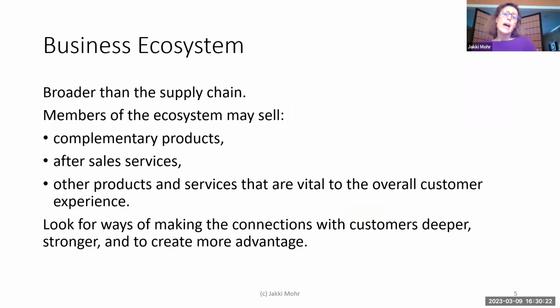Business has used that biological ecosystem to connote the idea that for a customer, they need to have more than just the supply chain. The ecosystem can sell complementary products, provide after-sales services, and other products and services that are vital to the overall customer experience. And the role of the ecosystem is to make these connections with customers deeper and stronger in order to create better competitive advantage.